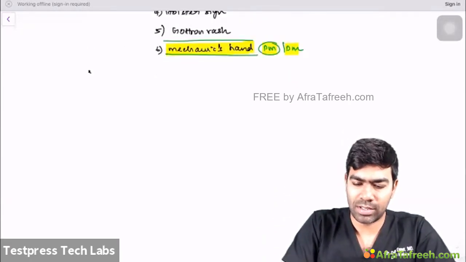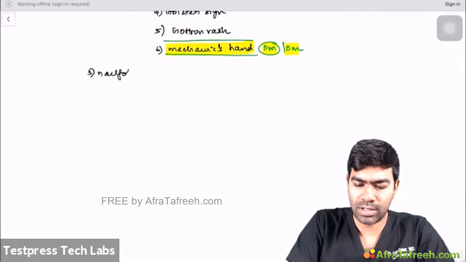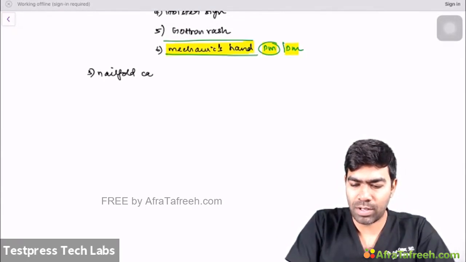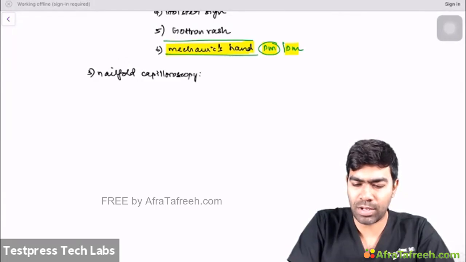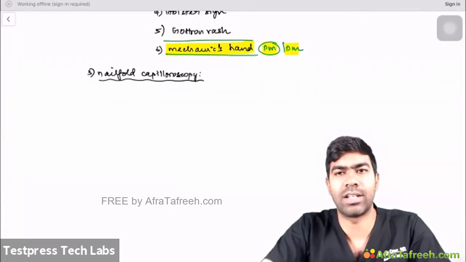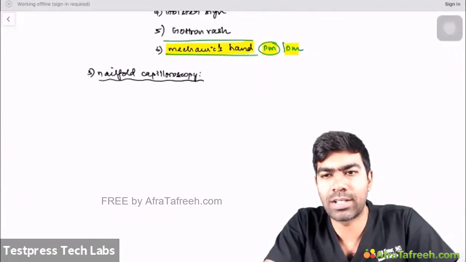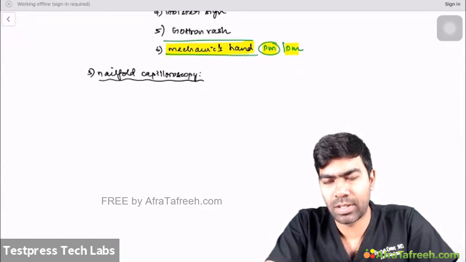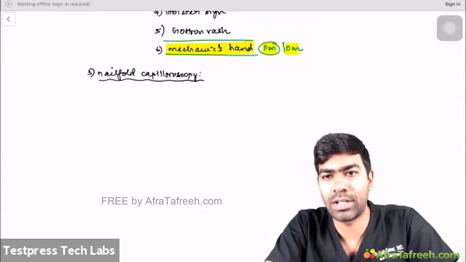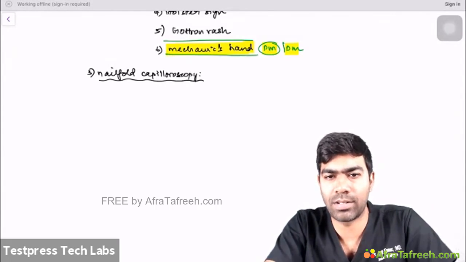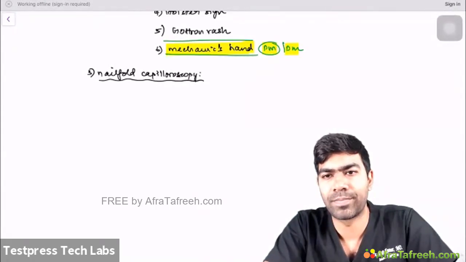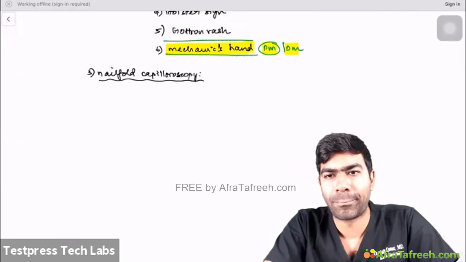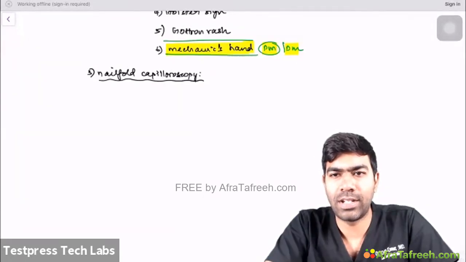As far as nail fold capillaroscopy is concerned, which will be abnormal? Dermatomyositis will show abnormality, or polymyositis will show abnormality? I think we have discussed yesterday. Somebody who has listened to yesterday's class must be able to answer this question. Nail fold capillaroscopy is abnormal in polymyositis, or in dermatomyositis, where is it abnormal? Yes, we discussed yesterday itself.